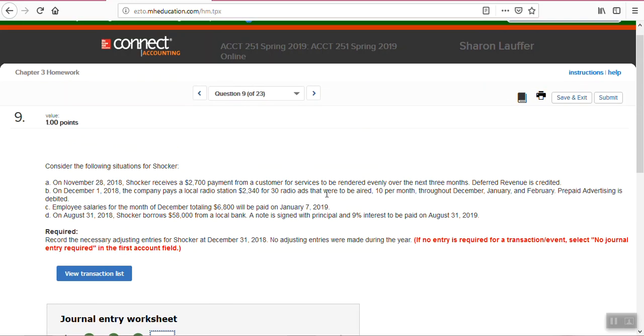And then interest. It says on August the 31st, Shocker borrowed $58,000 from a bank. They signed a note with principal and interest to be paid on August the 31st, 2019. So we need to figure out how much interest we're dealing with to start with.